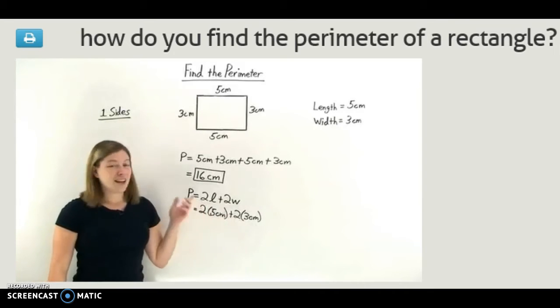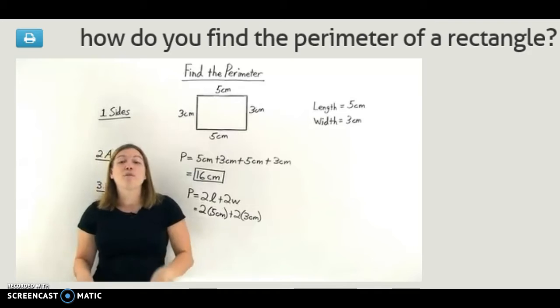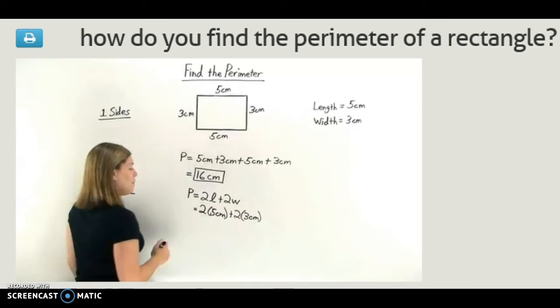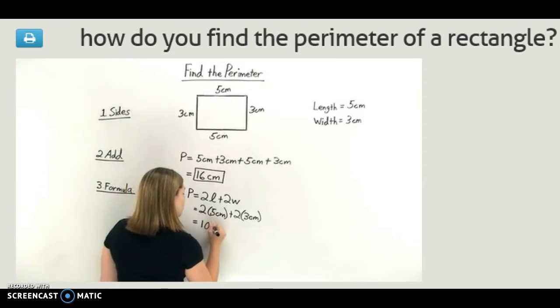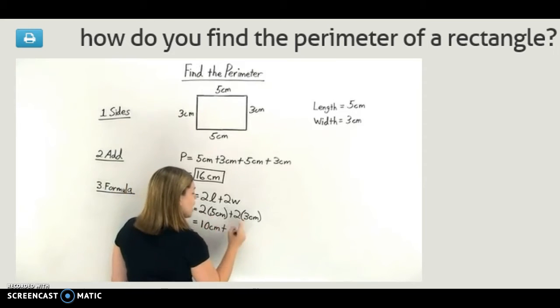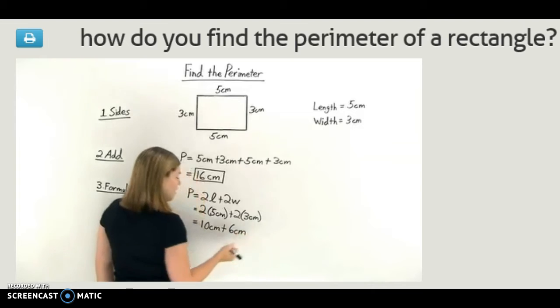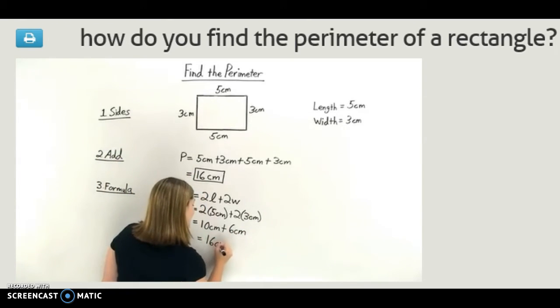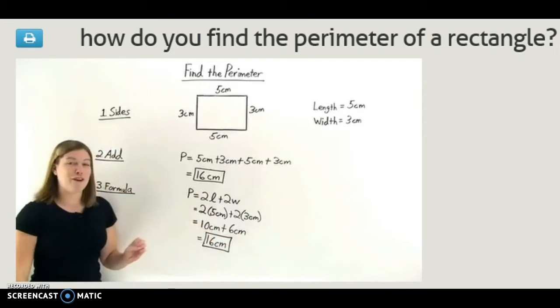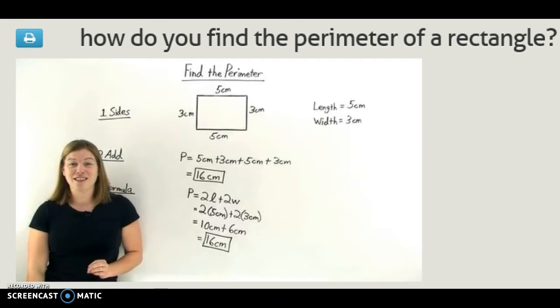But here we're multiplying and adding. So to simplify, we follow the order of operations. Multiplication comes before addition. So we take 2 times 5, which is 10, and 2 times 3, which is 6. Now we add. 10 plus 6 is 16. So, using this formula, we get the same perimeter that we found before, 16 centimeters.